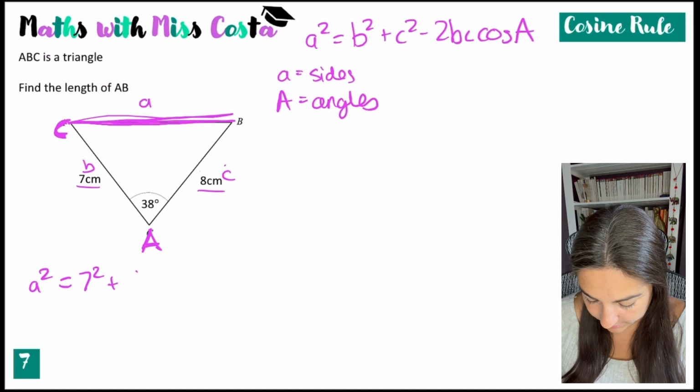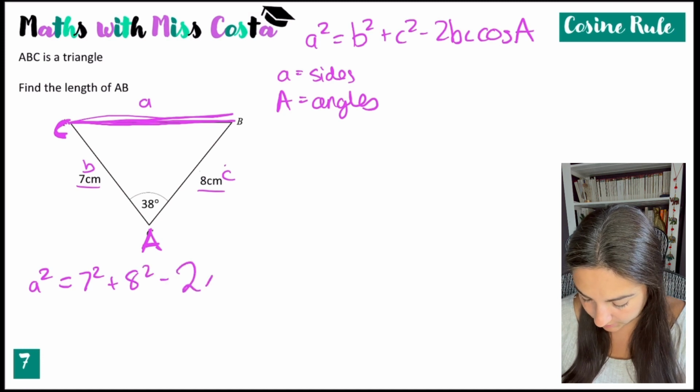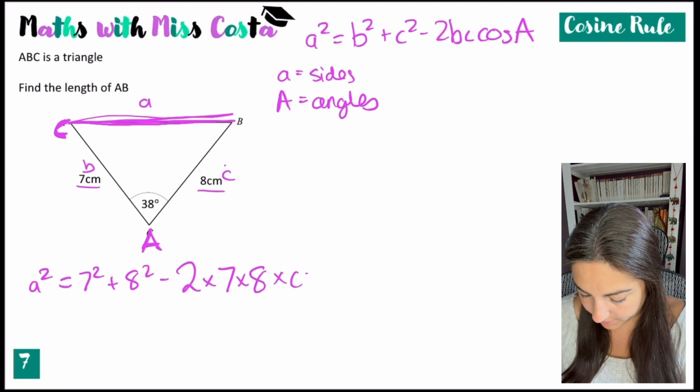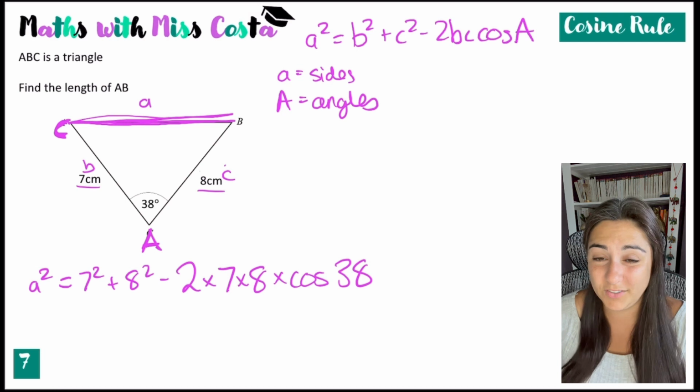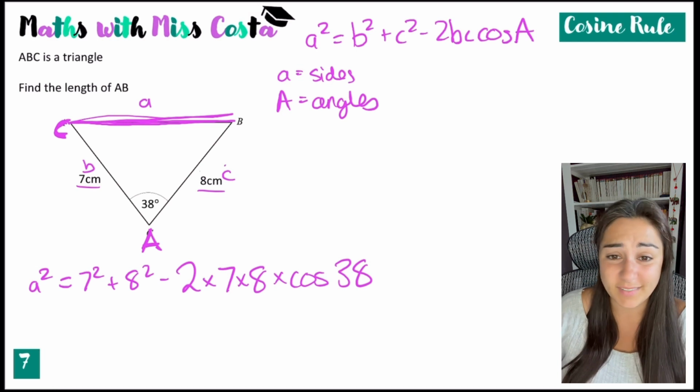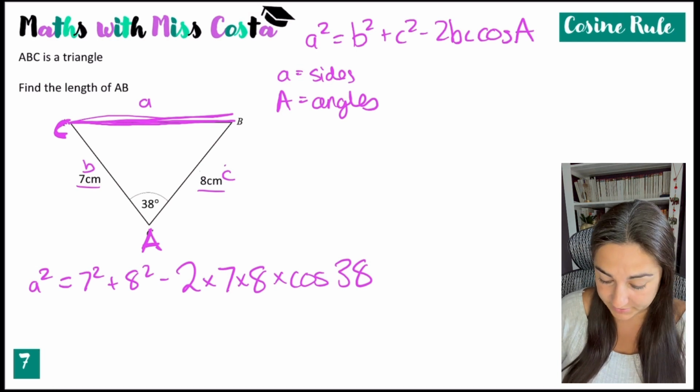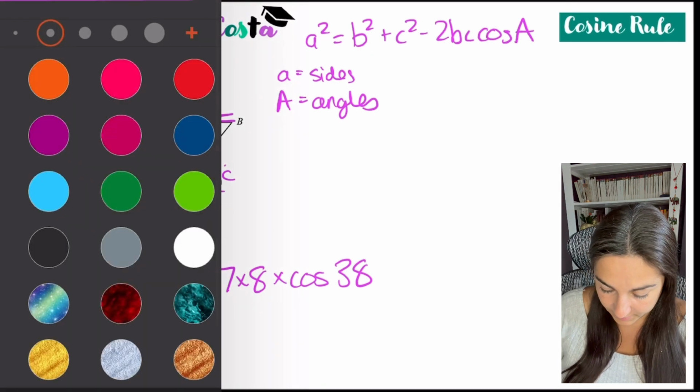So 7 squared plus 8 squared, take away 2 times 7 times 8 times cos A, which is 38. So really the cosine rule is just about substituting. All you need to do is decide which one's which. So then let's work that out bit by bit.